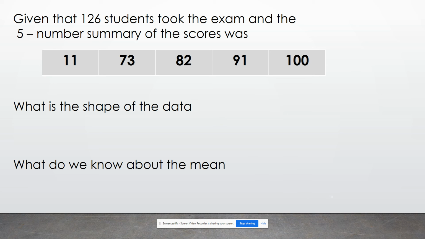Okay, so let's look at the next one. All right, so in this one, we still have 126 students, and here's my 5-number summary. What's the shape of the data? Do you see how this 11 changed? The distance between 11 and 73 and the distance between 91 and 100, I only have 9 right here. Here, this is going to be 62.